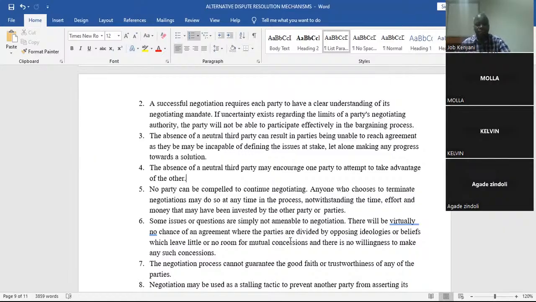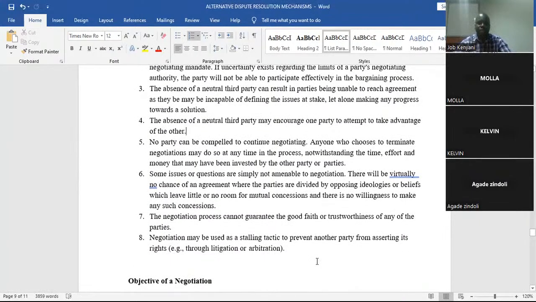They have their own ideologies and beliefs, which leave no room for mutual concessions. They can't even concede or give room for your beliefs, so you can't change them at all. The negotiation process cannot guarantee the good faith or trustworthiness of any of the parties. You might agree today, but tomorrow the opposite is happening. You had agreed that you as parties will not do this and this, or will fulfill this, but tomorrow the opposite is happening, so you have to start negotiation again afresh.